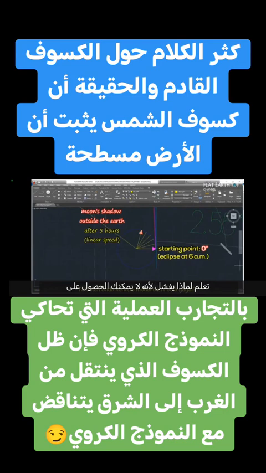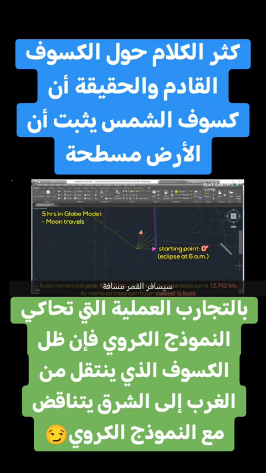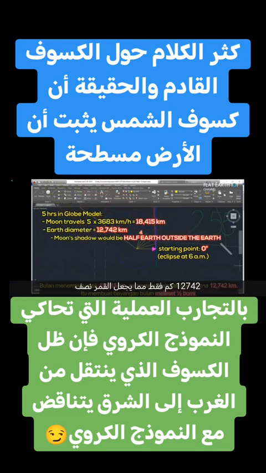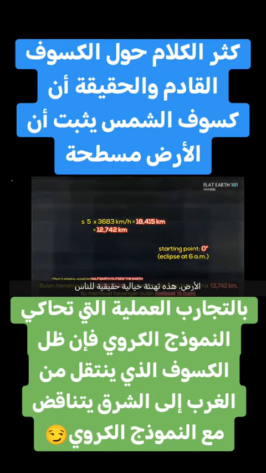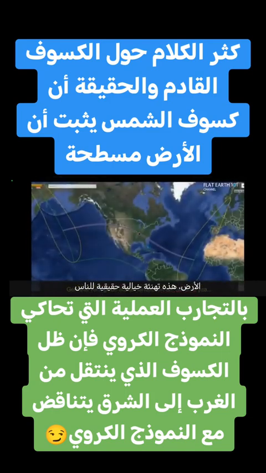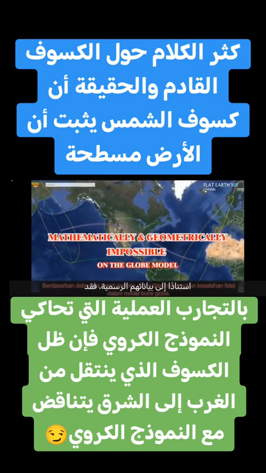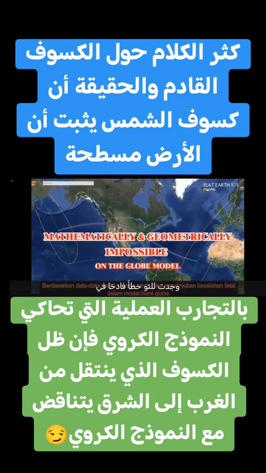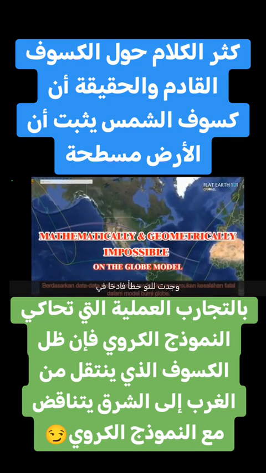Do you know why it fails? Because you can't get 5 hours eclipse on the globe model. The moon would travel 18,415 kilometers, while the Earth's diameter is only 12,742 kilometers. That would make the moon half Earth outside the Earth. This is real fantasy, folks. Congratulations. Based on their official data, you just found a fatal error on the globe model.